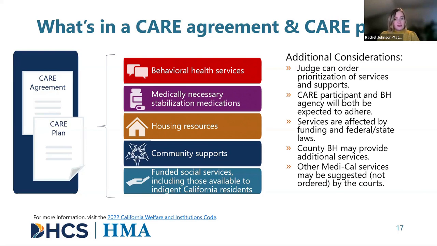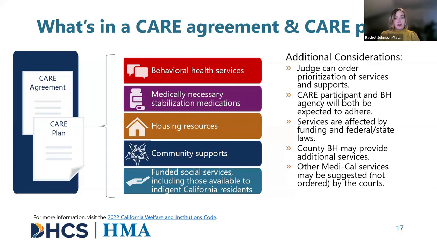It's not just a list of treatment services that they have to engage with according to the court oversight. It's services that they have a right to receive and that the county will be required to make sure that that individual is receiving. The judge may also order some prioritization of services such as housing and supports. And these services, of course, are subject to available funding in federal and state laws.